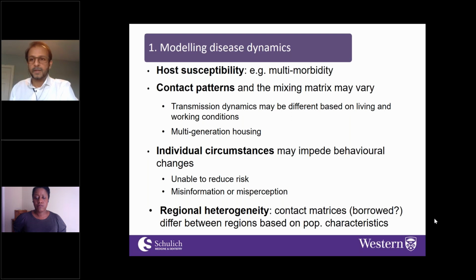Another thing that has been mentioned in a number of studies is regional heterogeneity. A number of these models borrow contact matrices from other settings, and sometimes don't take into account regional variation. So even within Ontario, there is significant variation, which relates to social factors.